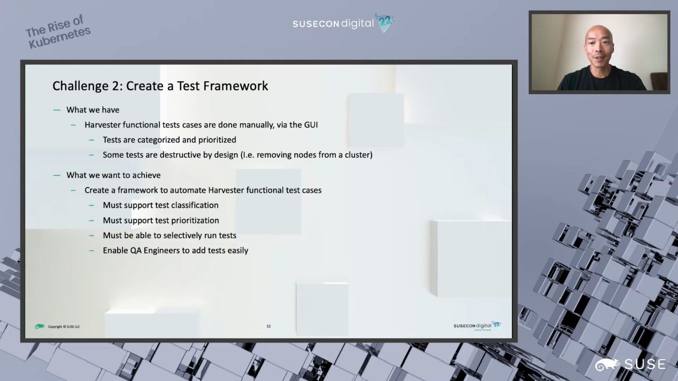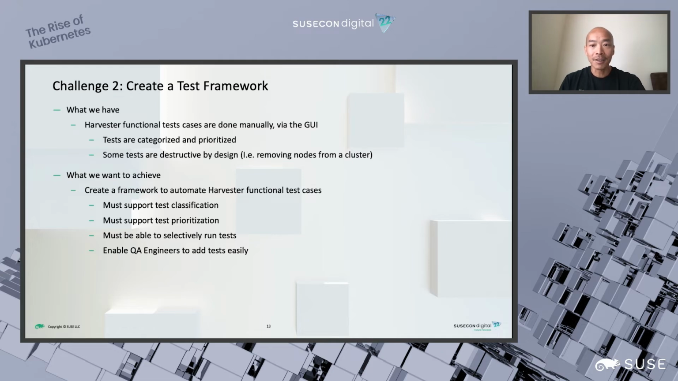We also categorized the tests according to the feature groups like virtual machines, volumes, images, networks, and so on. We have both positive and negative test cases, and each test case was assigned a priority, like P1 for highest priority, and P2 for the next higher priority, and so on.